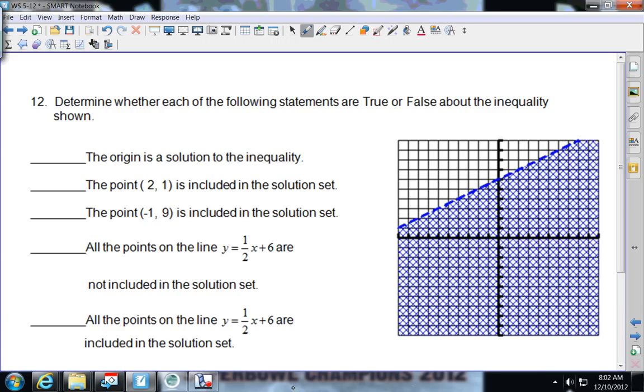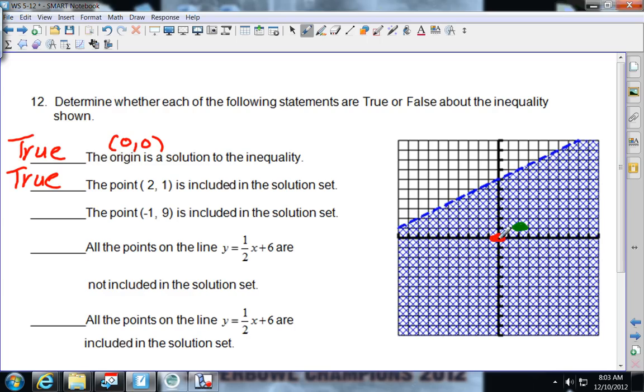Okay, number 12. Determine whether each of the following statements is true or false. The origin is a solution to the inequality. What is the origin? 0, 0. Here it is. Is it a solution? Yes, it's in the shaded area, so it is true. The point 2, 1 is included in the solution set. Over 2 and up 1. What about this one? Yes, it is true.